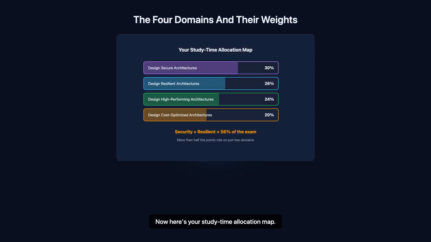Now, here's your study time allocation map. There are 4 domains. Design secure architectures is the heaviest at 30%. Design resilient architectures comes next at 26%. Design high-performing architectures is 24%. And design cost-optimized architectures is the lightest at 20%.